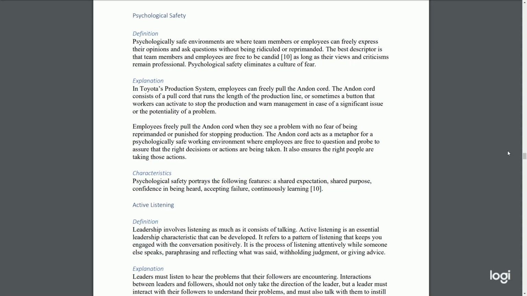Active listening. Definition. Leadership involves listening as much as it consists of talking. Active listening is an essential leadership characteristic that can be developed. It refers to a pattern of listening that keeps you engaged with the conversation positively.